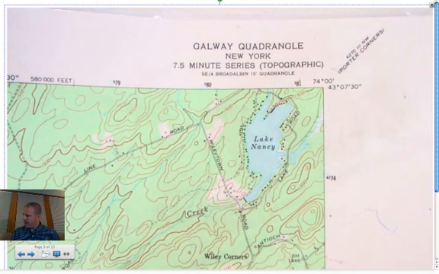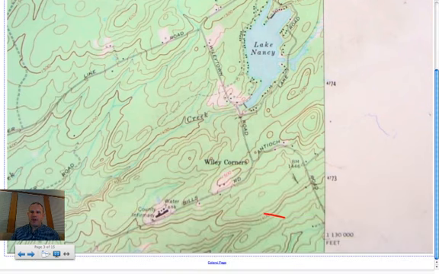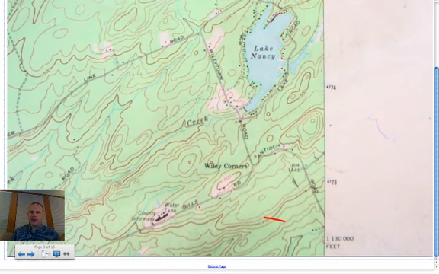So up in the top right hand corner, this is the upper right, and we can see right here that we are going to have the quad name. In this particular case, we are looking at the Galway Quadrangle in New York. It's telling you that it's 7.5 minutes. That means from the westernmost side to the easternmost side, it's 7.5 minutes, and from north all the way to the south, it's going to be 7.5 minutes.